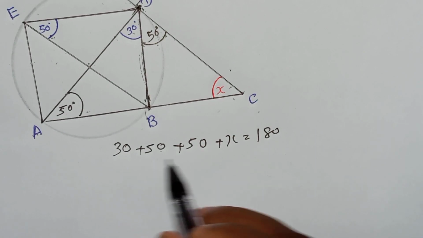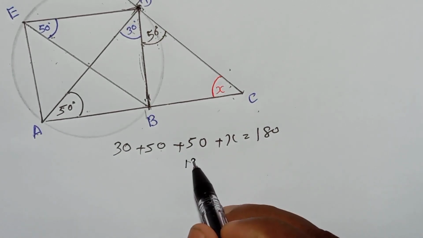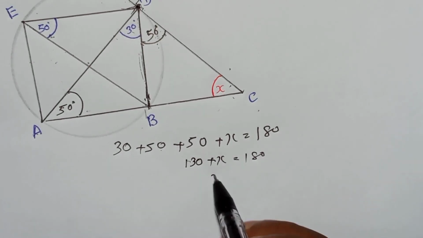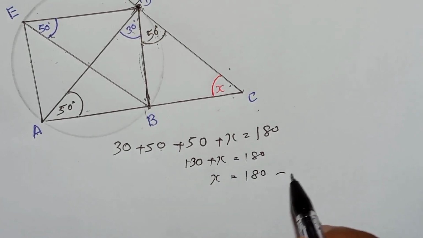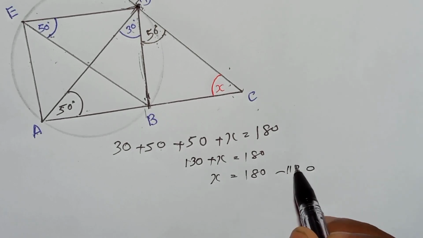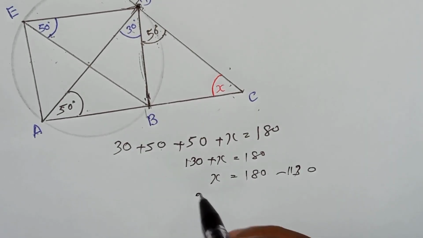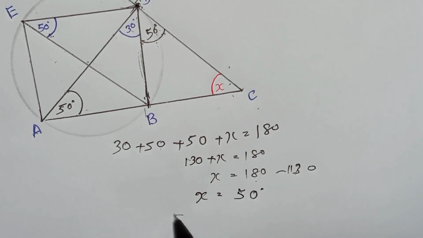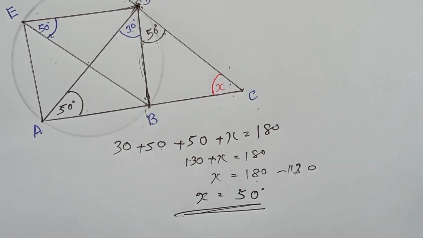So here the answer will be 130. Okay, I will write that also. 130 plus x equals 180. Bring 130 to here, so 180 minus 130. So x will be equal to 180 minus 130, which means 50 degrees. So that's the answer for x.